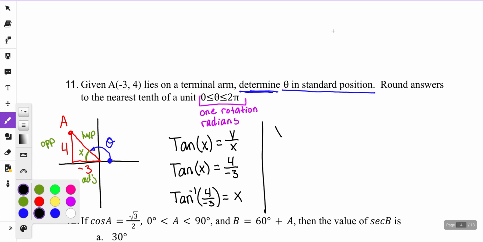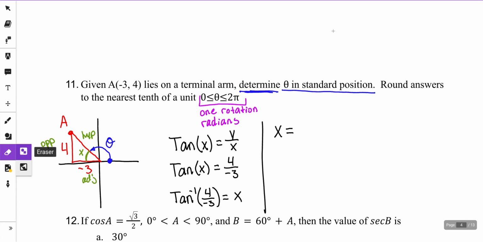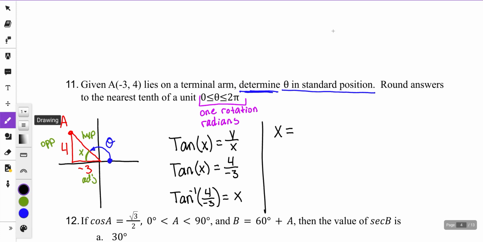When you do that, what does it tell you that x equals? 53. You're correct, but that's in degrees. We need radians. So make sure you throw your calculator into radian mode and do the same thing. Second tan, 4 over 3. 0.927, and it just keeps going. That's fine. Perfect. That's this angle.